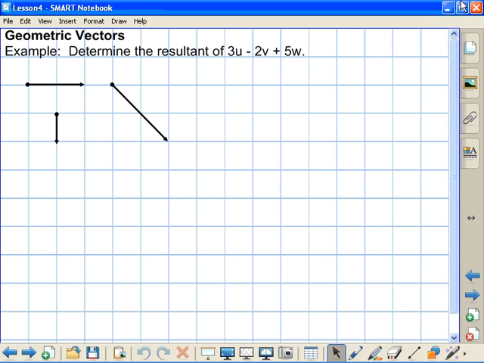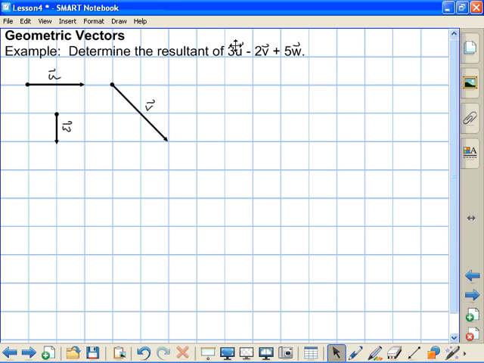All right, I'm going to show you how to add vectors graphically. So this would be using graph paper. So we want to do 3u minus 2v plus 5w. And let's go u, v, and w. So you almost need the graph paper or a grid to keep track of the length here.